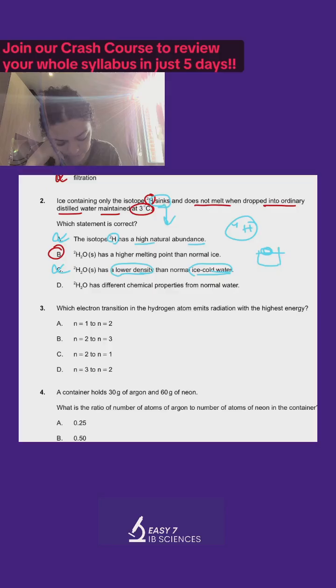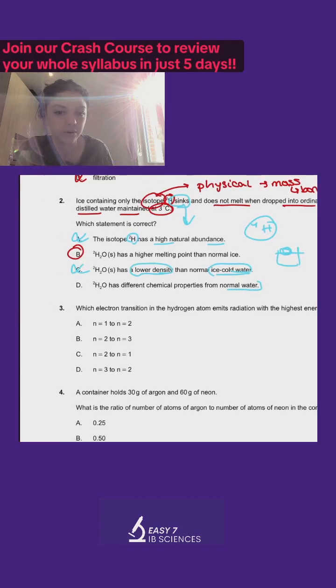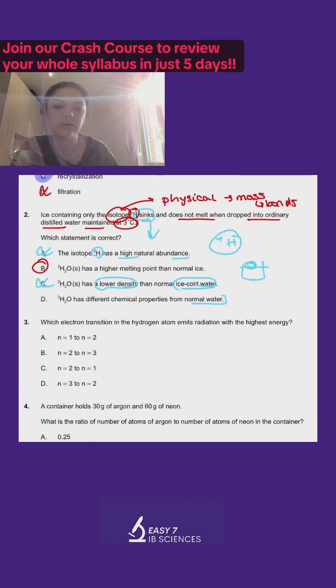Next, it says H2O has different chemical properties from normal water. So this is a very, very common misconception. Listen, okay? So in IB, when they're talking about isotopes, they want to trick you. Remember that always with isotopes, the only thing that is affected between different isotopes is the physical properties. Why? Because physical properties like melting point, boiling point, they're all dependent on the mass. Okay, the mass and the bonds, like the LDF bonds, the hydrogen bonds, and so on. So whenever you think of isotopes, because they weigh differently, they're going to have different physical properties.